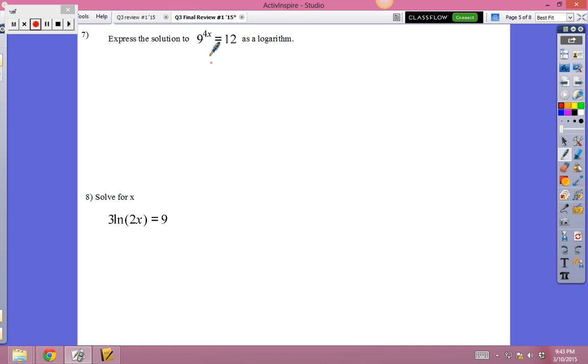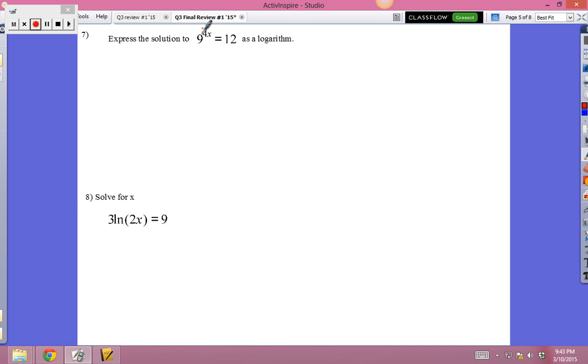Number 7, solve for x. So let's get rid of the 4. Let's get rid of the 9. You gotta get x all by itself, but you gotta get rid of the 9 first. But 9 is as a base. The only way you can undo a base is if you do a logarithm. So it's going to be log in base 9 of 12 equals 4x.